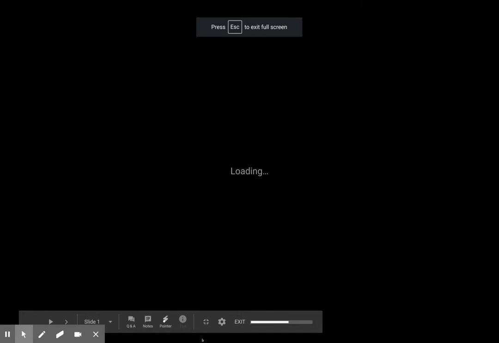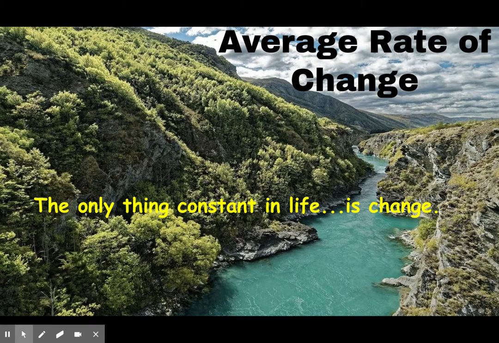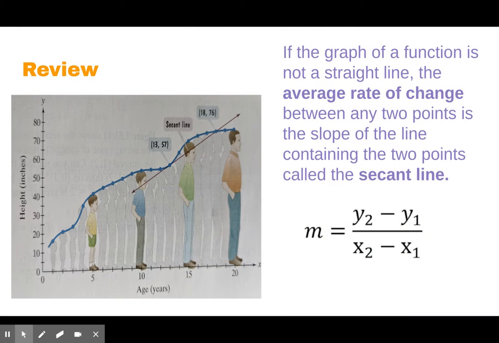So here we go again. We know that functions are all about modeling and predicting change, and the average rate of change is the same thing, a way to model and attempt to predict change. To review what we learned yesterday: if the graph of a function is not a straight line, the average rate of change between any 2 points is the slope of the line containing the 2 points, called the secant line.